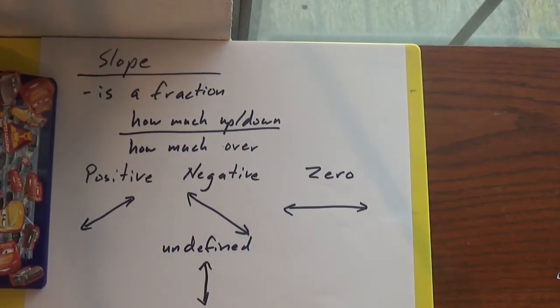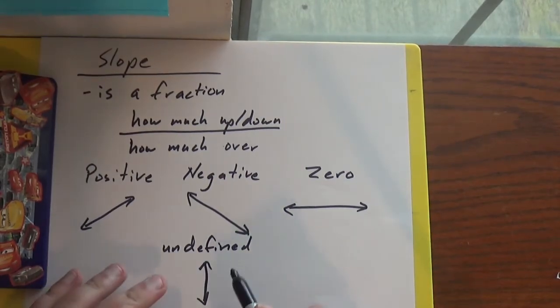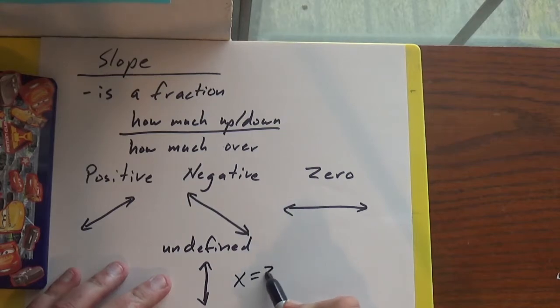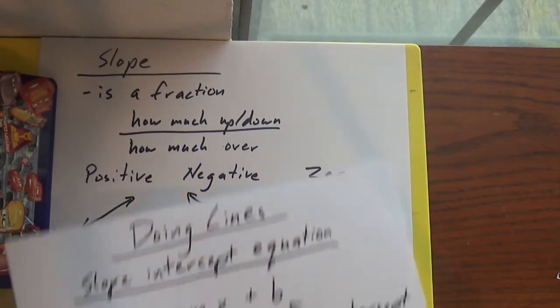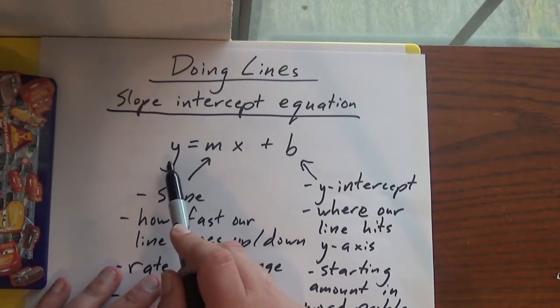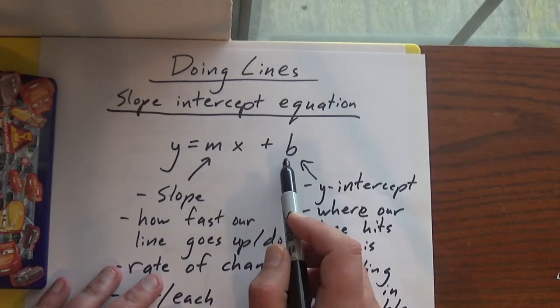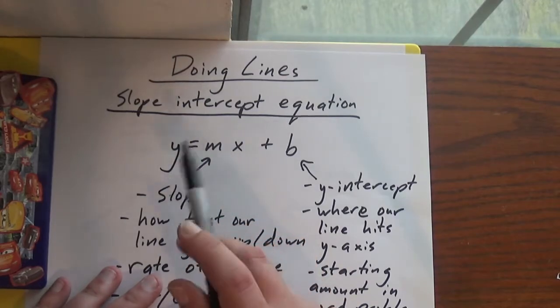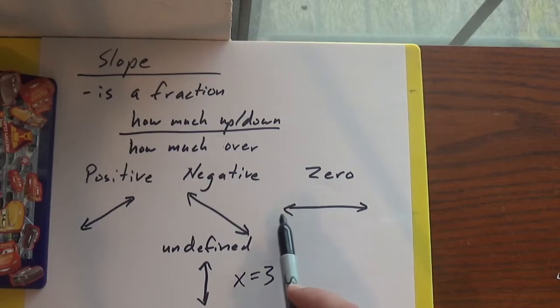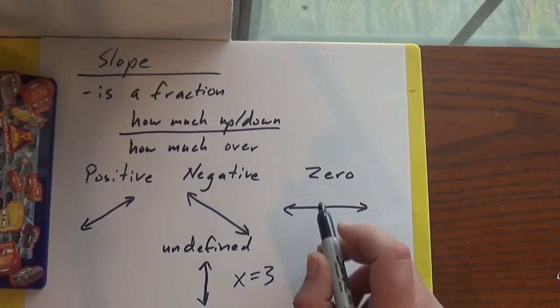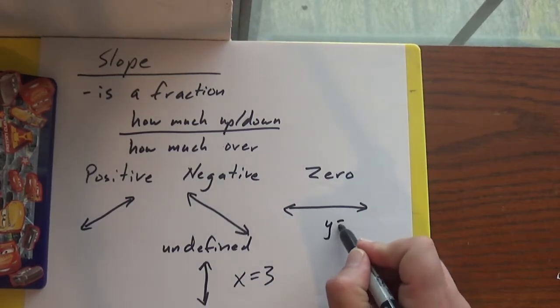Undefined ones, this is going to be something like x equals 3. Now, if we look back at our equation, I don't have a y, I don't have an intercept, all I have is x equals something, right? And 0 means it's just a flat line. So these are going to look something like y equals 3.